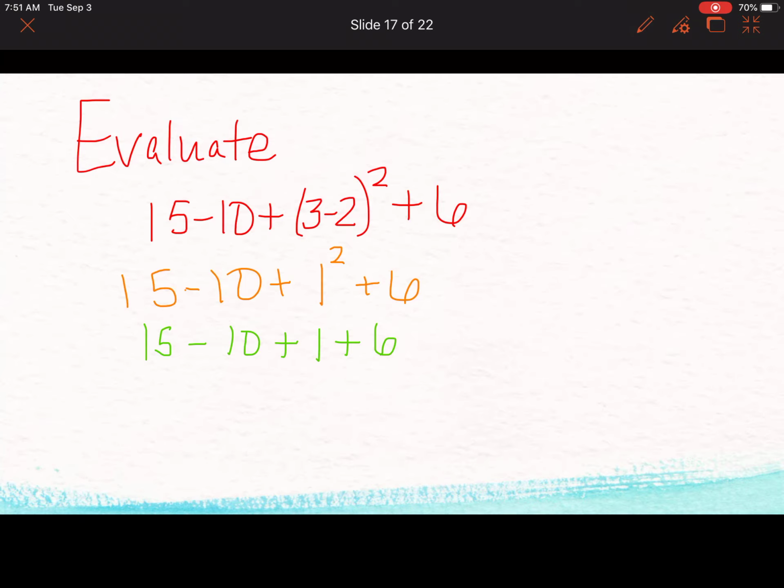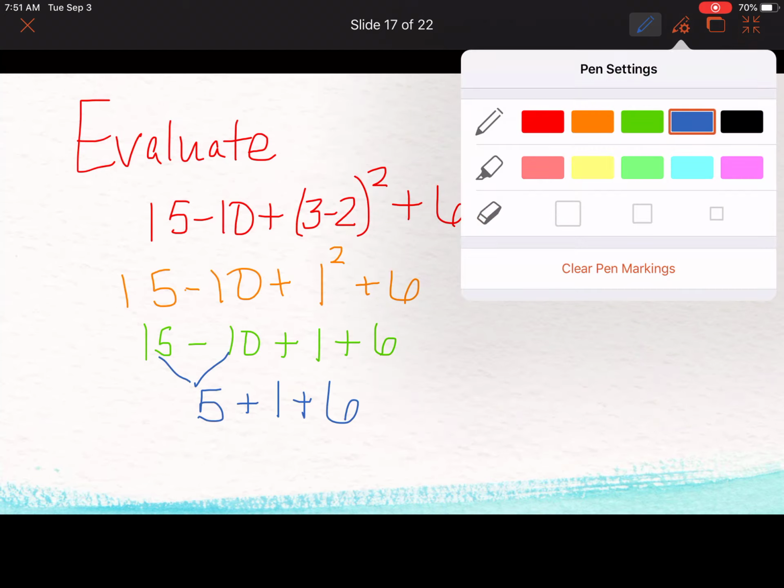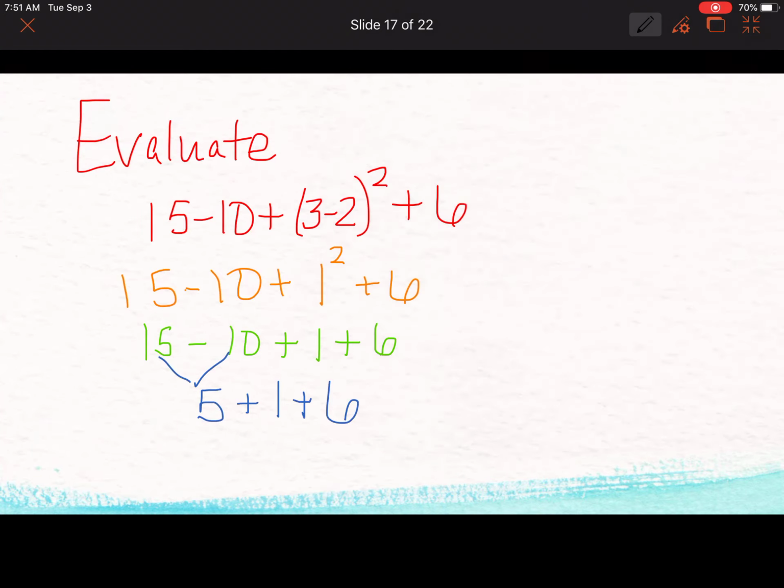And then I say, well, the last step is addition and subtraction. And we have to remember that's left to right. So we're actually going to do the subtraction first. So we're going to do 15 minus 10, which is 5. Bring everything else down. And then my last step, I'm just going to add these up from left to right all together. So I have 5 plus 1 is 6. 6 plus 6 is 12.